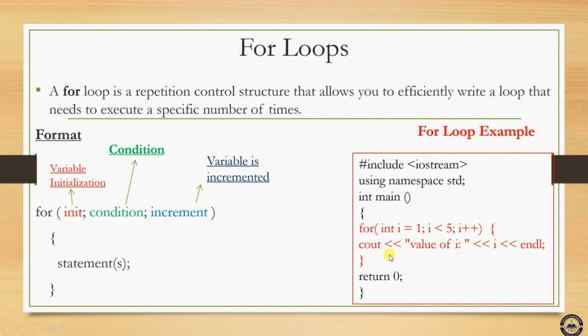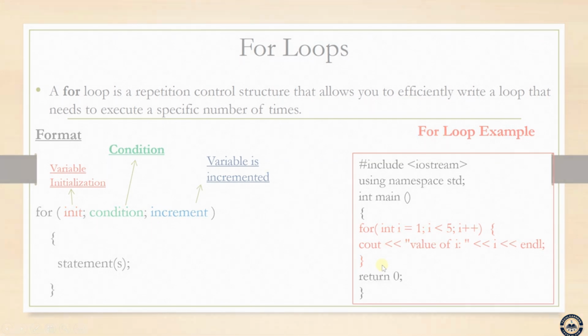So i becomes 5. As soon as we go to the top and check the condition, 5 is less than 5? No, the condition is false. As soon as the condition is false, we exit the for loop and the flow of control comes to the next statement after the loop. I hope you understand how this for loop is working, and further we will implement that for loop in Dev C++, so you will further understand the working of for loops in C++ programming.